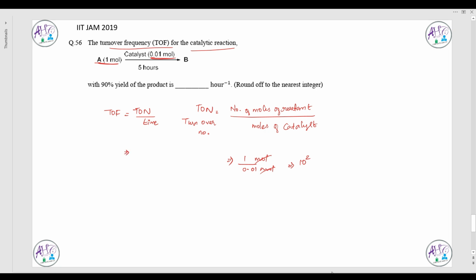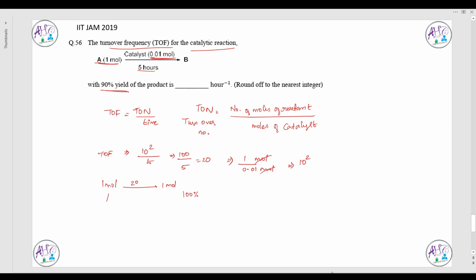So இப்போ வந்து turnover frequency வந்து substitute பண்ணலாம். Turnover frequency substitute பண்ணிங்கன்னா, this is going to be 10 power 2. Time என்ன 5 hours கொடுத்திருக்காங்க. So 5 hours இது பண்ணும்போது என்ன ஆகும்னா, so literally this is going to be your 100 by 5, which is going to be 20. Okay, so இங்க வந்து question என்ன கேட்டிருக்காங்கன்னா, next வந்து 90% yield கேட்டிருக்காங்க. See, first வந்து for 1 mole of reactant வந்து 1 mole of product convert ஆச்சுன்னா என்ன சொல்லுவோம், this is going to be your 100%. So இதுக்கு வந்து your turnover frequency is 20.